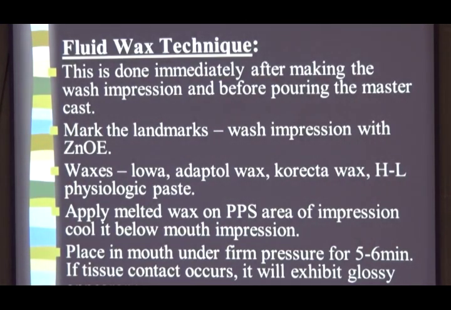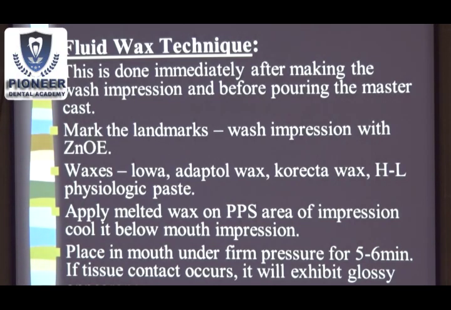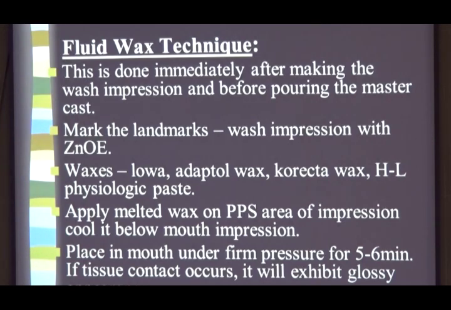This is fluid wax. Over the final impression material, you can use any of these: Iowa wax, Adaptol wax, Correcta wax and HL physiologic paste. Then you add material until it touches the tissue. In wax, whenever it exhibits a glossy appearance, it means it has touched the tissue. It is opposite to green stick compound. In green stick compound, we say whenever it loses its gloss, that means it has touched the tissue. Whenever you are doing border molding with green stick compound, if it is losing the gloss, it has touched the tissue. Whereas in wax, whenever it shows a glossy appearance, it has touched the tissue.